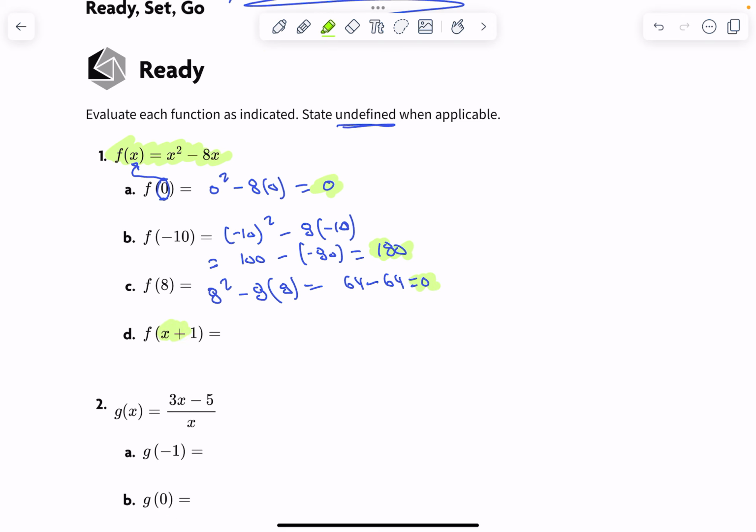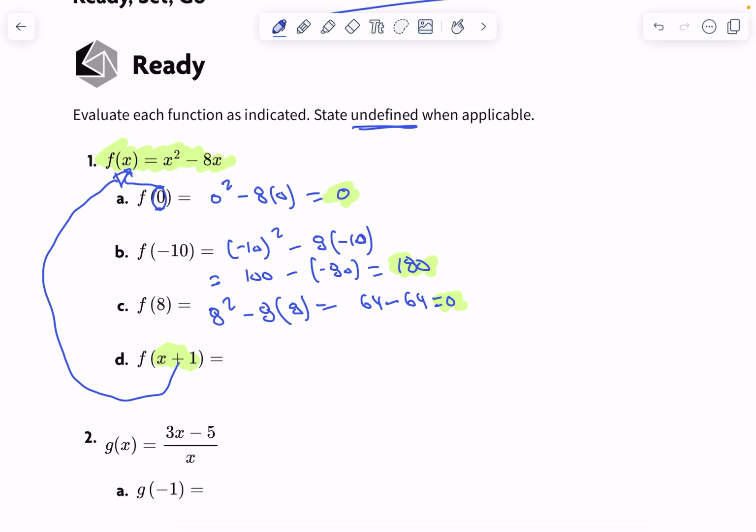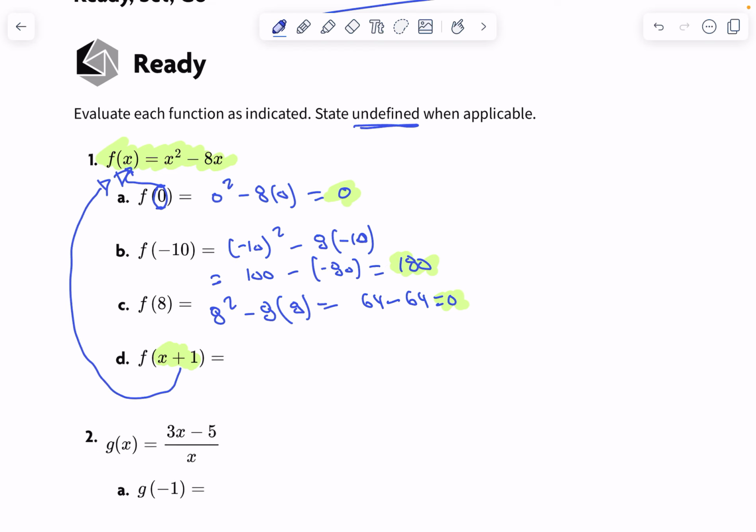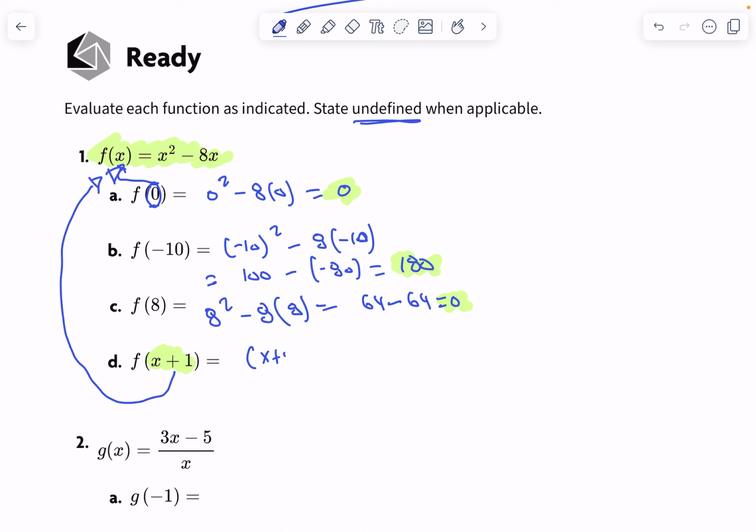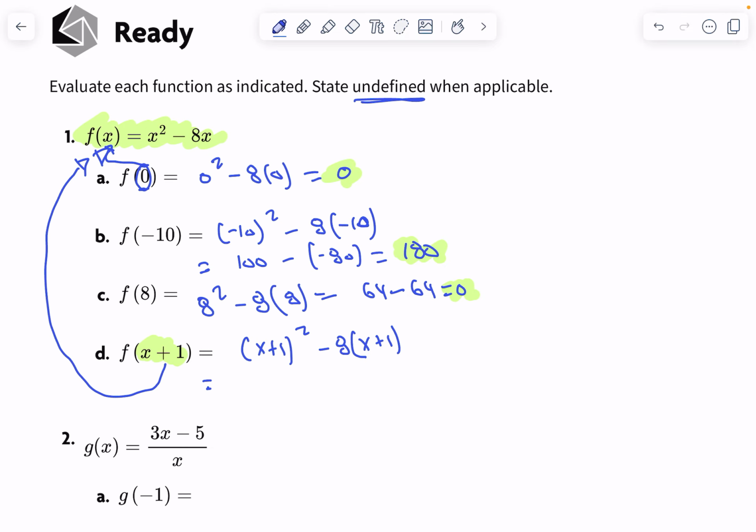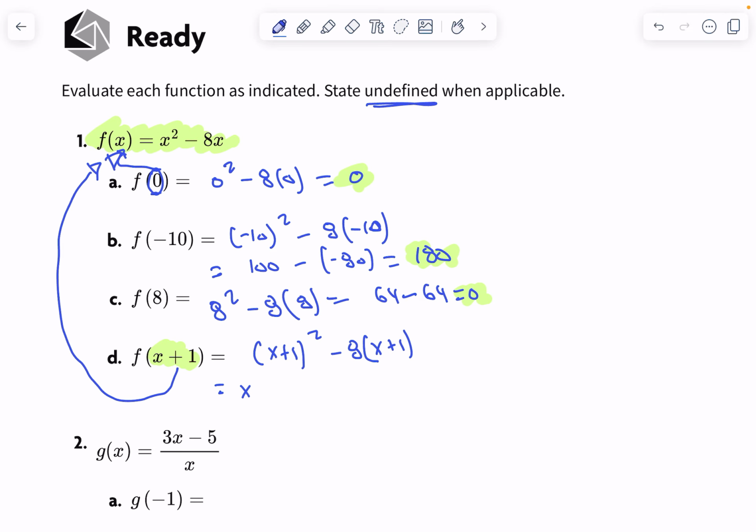So now we have x plus 1. Are we going to be scared of this? No, we're not, right? Again, this is my x variable, so wherever I see an x, I'm going to plug in x plus 1. Okay, so here we go. We have x plus 1 squared minus 8 times x plus 1. Very good. So then let's expand this out. This is going to be x squared plus 2x plus 1 minus 8x minus 8.